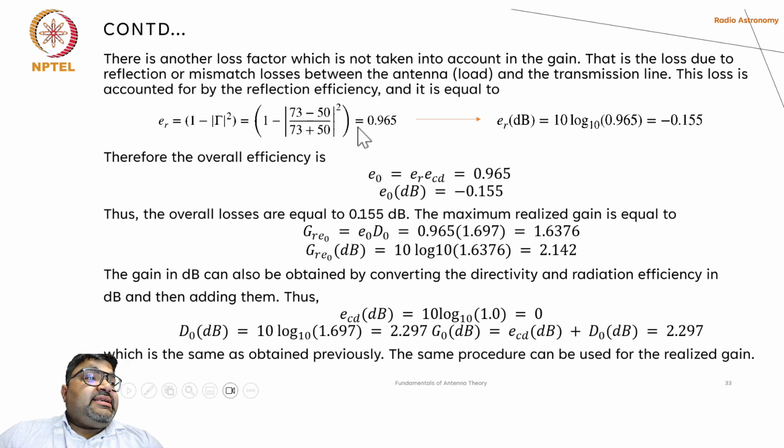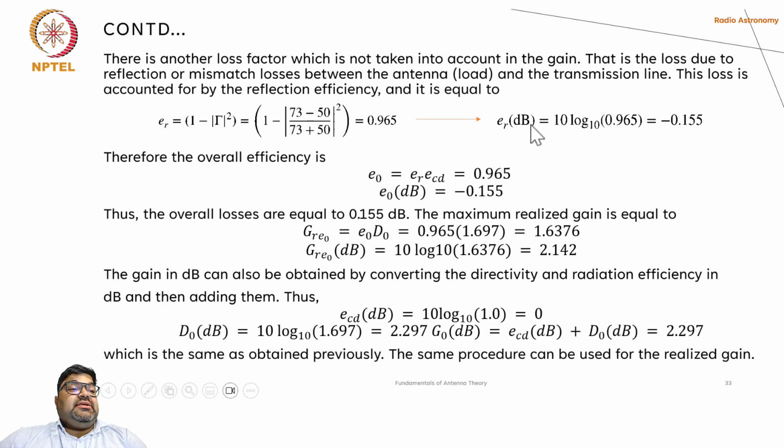There is another loss factor which is not taken into account in the gain, that is the loss due to reflection and mismatch. That is equal to 1 minus gamma squared, where gamma is Z in minus Z characteristics over Z in plus Z characteristics. So this becomes 73 minus 50 over 73 plus 50. This is equal to 0.965.